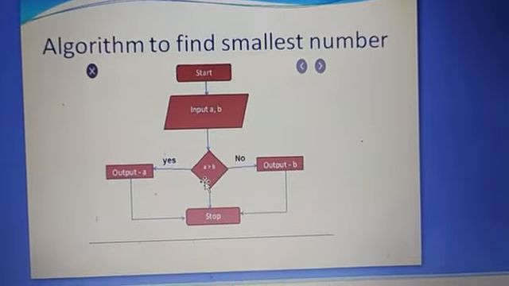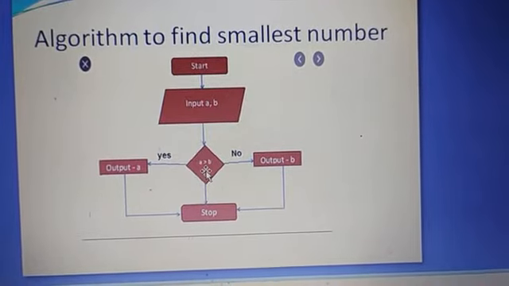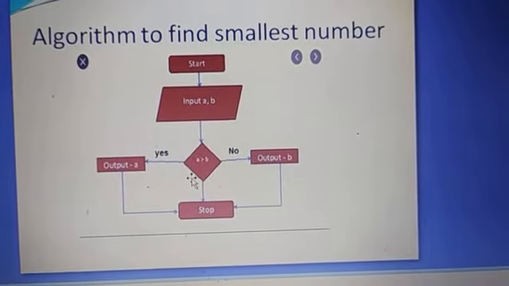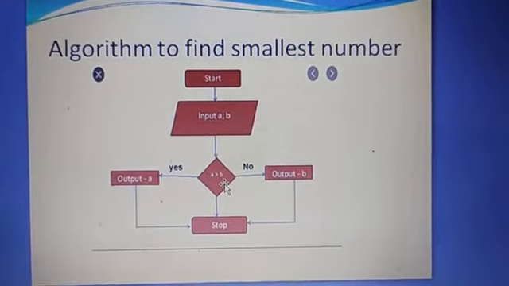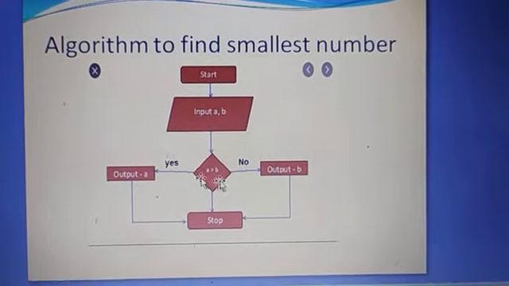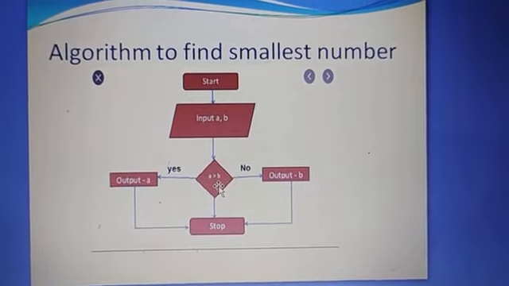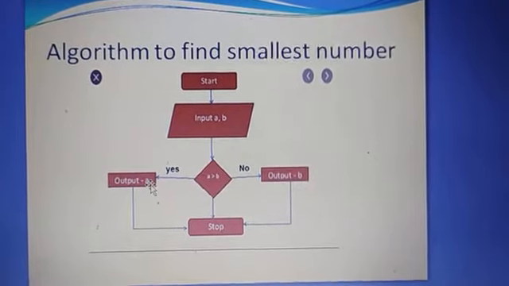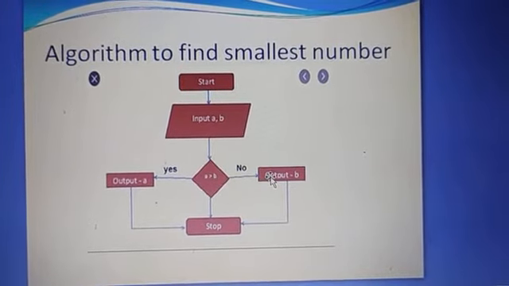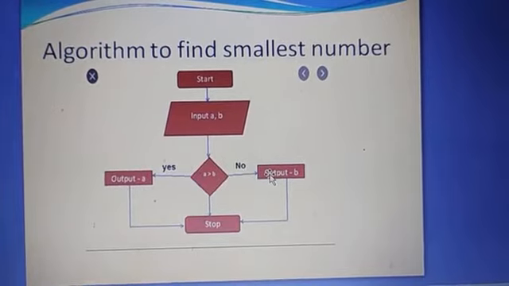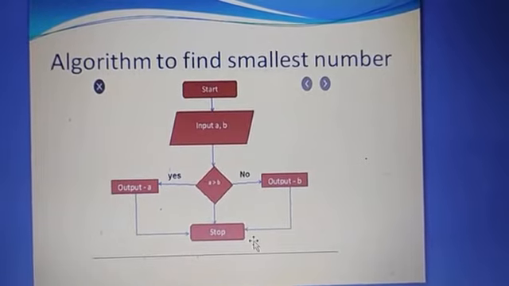Now we will compare both numbers. This is the kite sign, which is used for comparison. Here we compare whether A is greater than B. Remember, in a comparison there are only two options: either it is true, meaning yes, or it is false, meaning no. If it is true, then A is greater than B, so we print A is the greatest number and stop. If it is false, we go to this part, output, and print B is the greatest number and stop. So this is the flow chart.